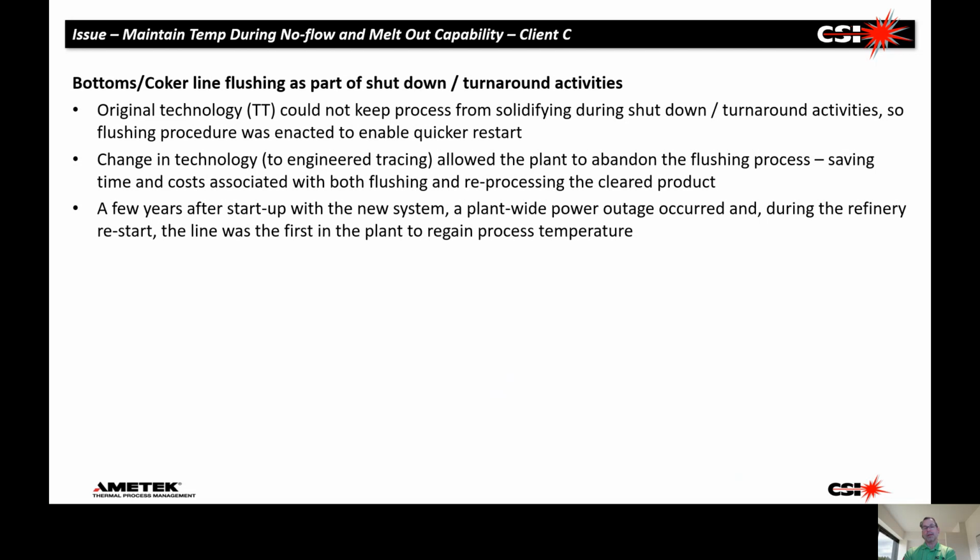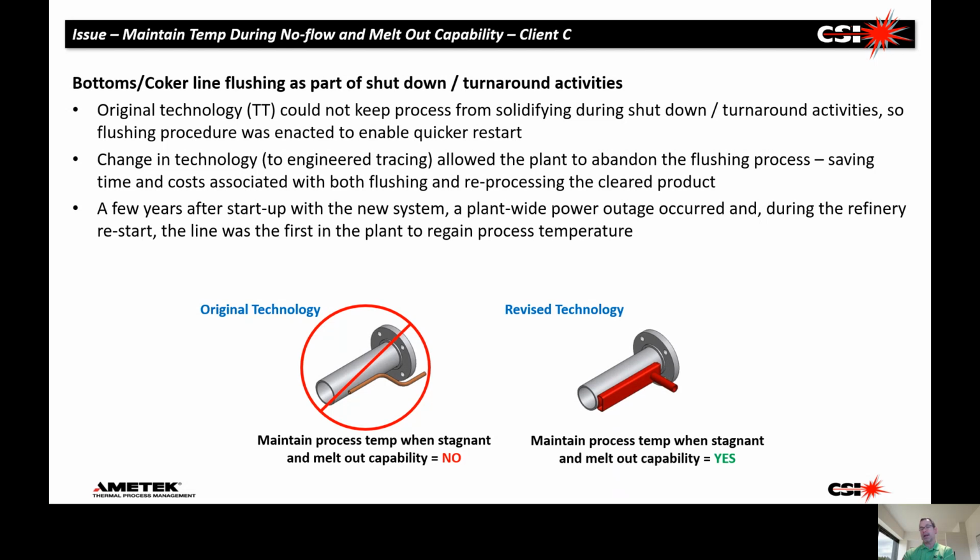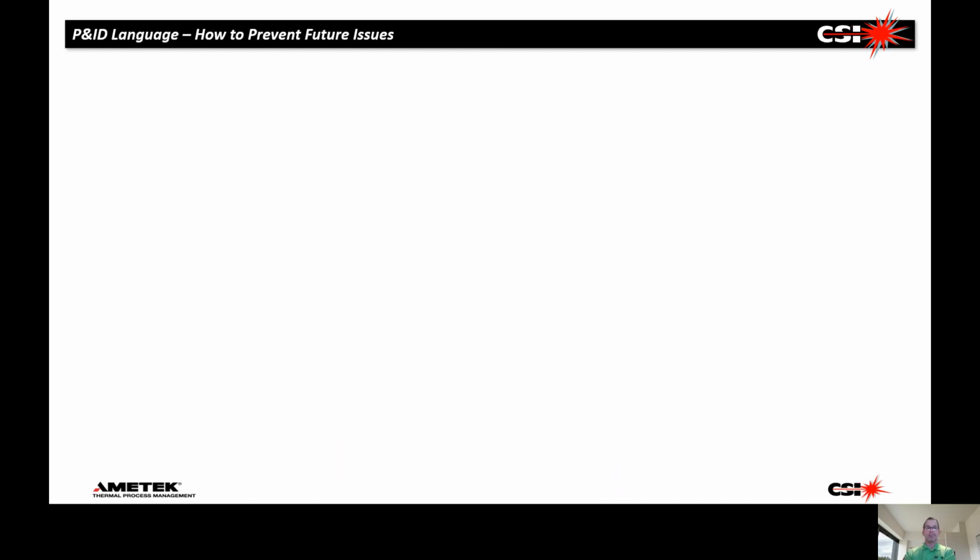One unique thing about this application is the plant had a plant-wide power outage a couple of years later, and when they started the system back up, this particular line was the first line that thawed out after the line came back up to power. So again, the original technology was tube tracing, and in this case, the selected technology was the engineered tracing system.